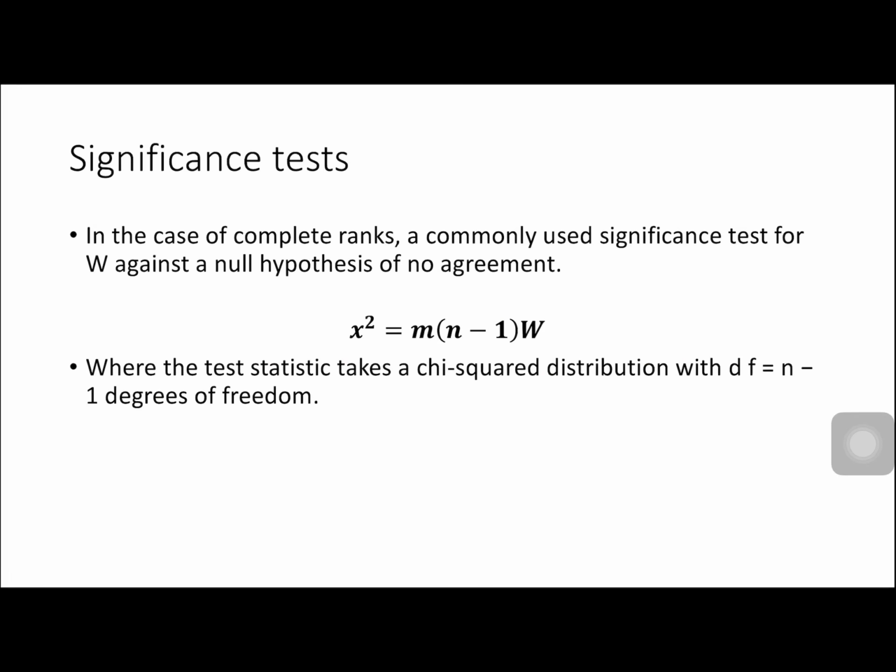For the significance test, in the case of complete ranks, a commonly used significance test for W against a null hypothesis of no agreement is chi-square is equal to M times N minus 1 times W, where of course the test statistic takes a chi-square distribution with degrees of freedom equal to N minus 1.